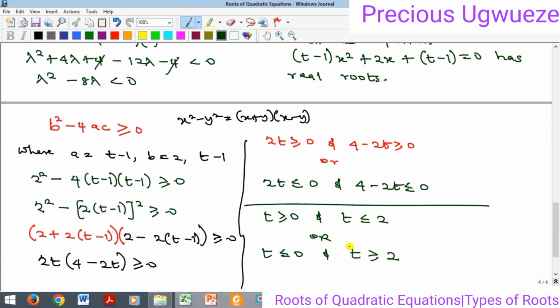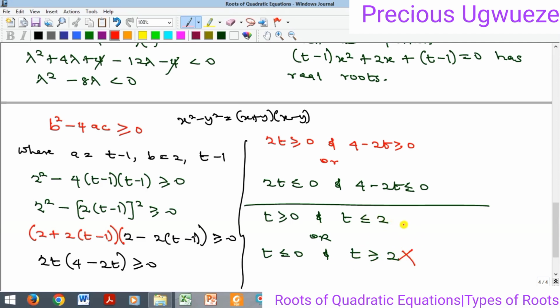So let's check the two conditions and know which one is true and which one is not true. This is saying that t is greater or equal to 0 and t is less than or equal to 2. Okay, this makes sense. Let's check the second one. T is less than or equal to 0 and t is greater than 2. That doesn't make sense. T can't be less than 0 and be greater than 2. It is not possible. So that means this condition, this range will not work.